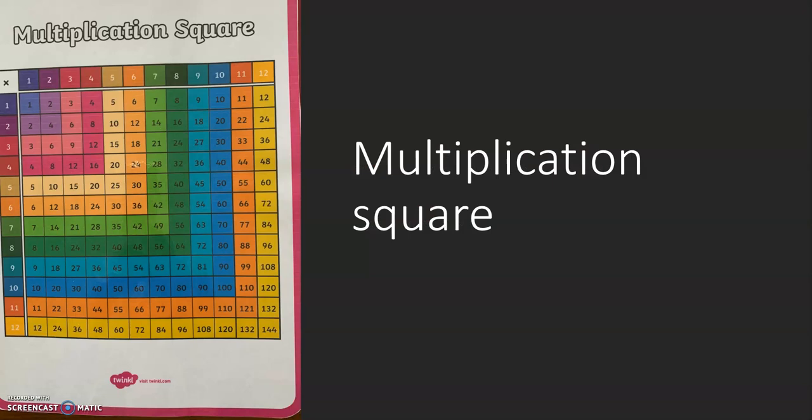Moving on to the times tables, this is a multiplication square. So for example, if the sum was 6 times 4, we would go to 6, we would go down to 4, and we'd see what number would appear there, which is 24. 9 times 7, we'd go along to 9, we'd go down to 7, and we would see that the number there is 63, so we know that 9 times 7 is 63.